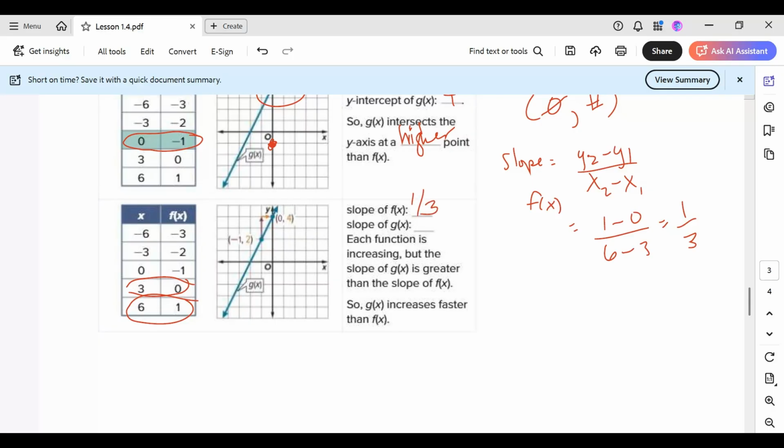The slope of g of x, since it's on the graph, you can come positively. We went up 2 units. To the right, we went 1 unit. So it's 2 over 1.